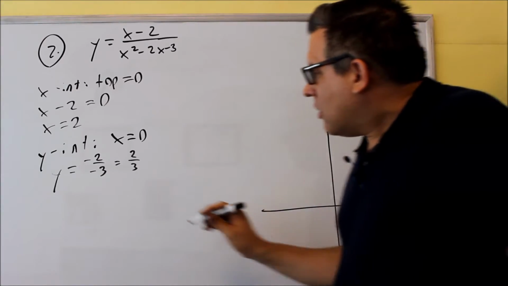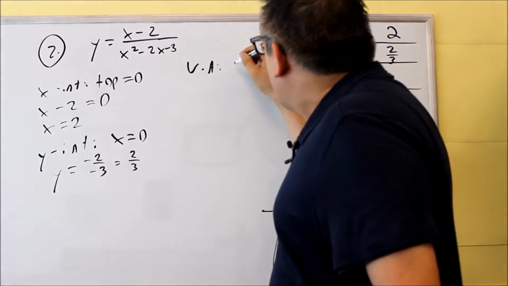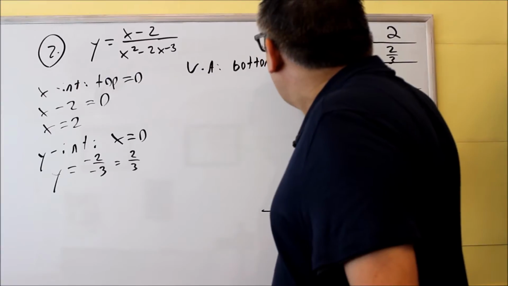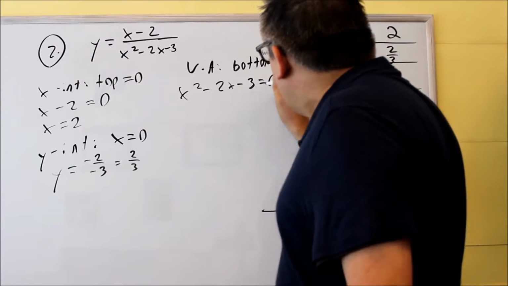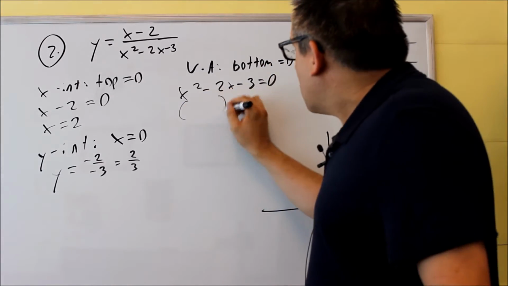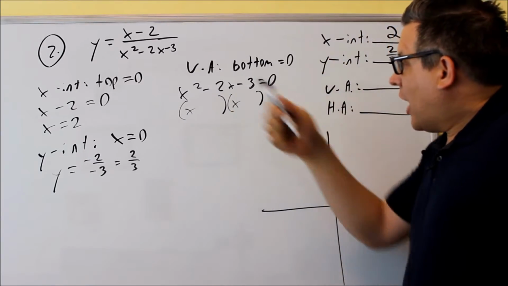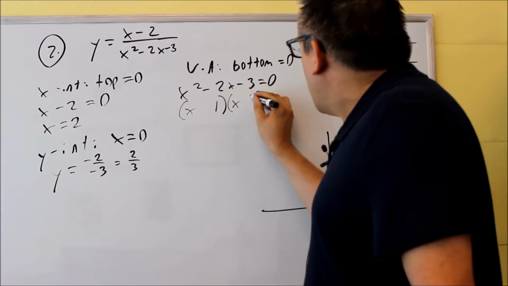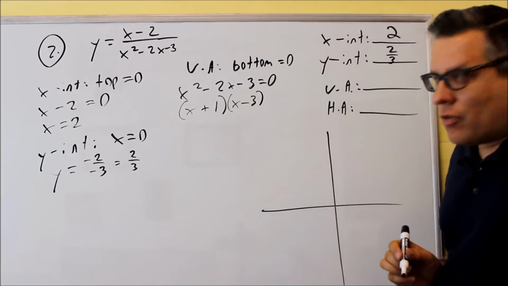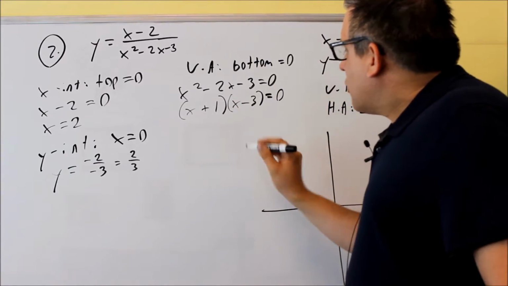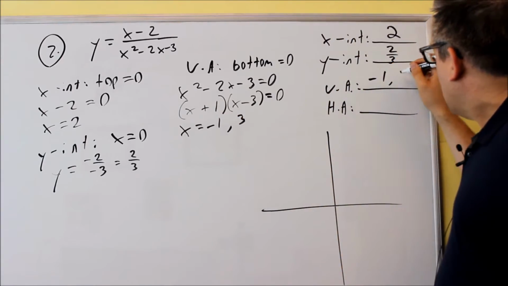Next, let's look at the VA. To do that, you take the bottom and set it equal to 0. So I get x squared minus 2x minus 3 equals 0, and then I'm going to factor this one. I can just do normal factoring: factors of the last number that add up to the middle number. That's going to be 1 and 3. I'll have to have the 3 be negative, so that I get the middle term to be negative. We set both of these individually equal to 0, and we get -1 and +3. So -1 and 3.